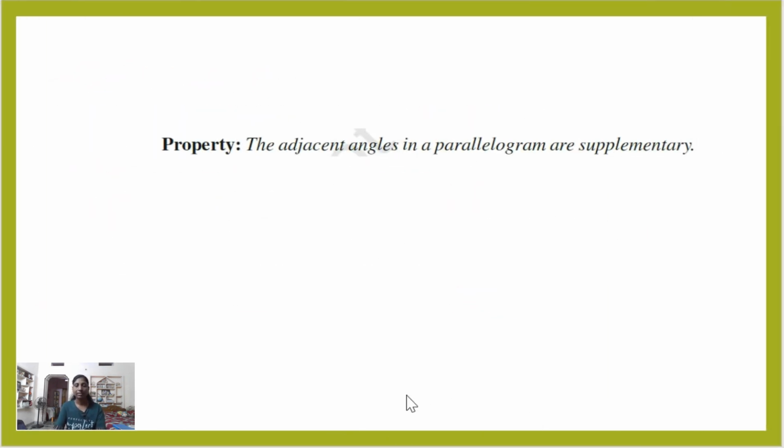So friends, here we have one more important property. The adjacent angles in a parallelogram are supplementary. What does it mean? What are adjacent angles?